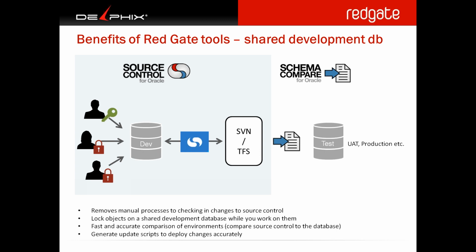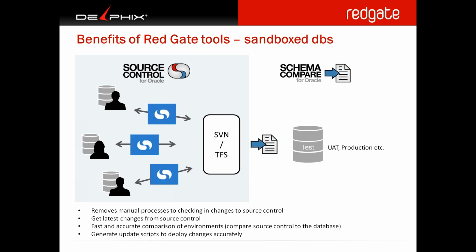So source control for Oracle sits between the database and your existing source control system and makes checking changes in very, very easy, removes manual process. It takes away all of the hard work of trying to convert database objects into files. It handles things like data persistence as well. And then Schema Compare for Oracle enables you to compare between the source control system and your target database and script up those changes.